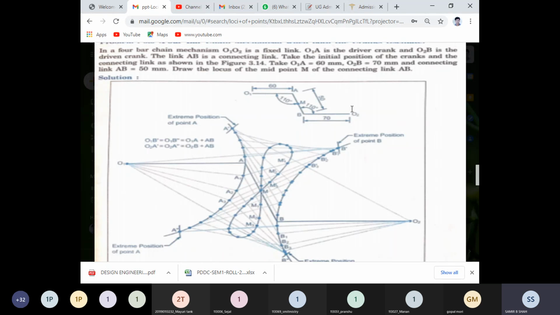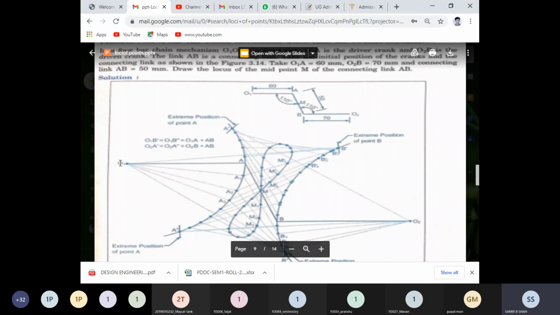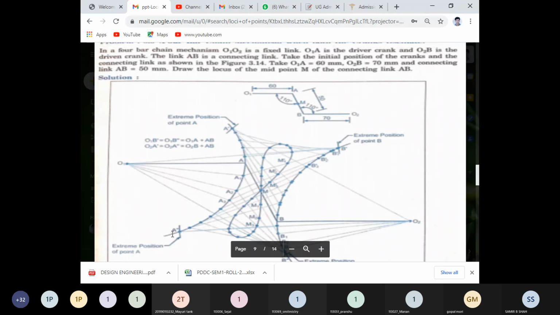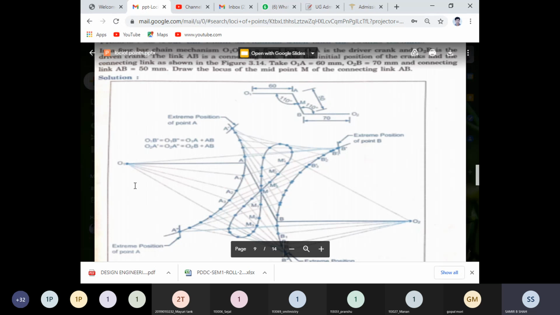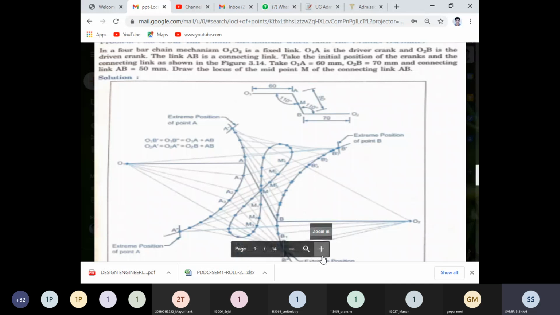Now, how do we start? Take O1 as a center and draw an arc passing through A, very easy, to represent the locus of point A. I repeat, take O1 as a center, draw an arc passing through A to represent the locus of point A. Simultaneously, take O2 as a center and draw an arc passing through point B to represent the locus of point B.